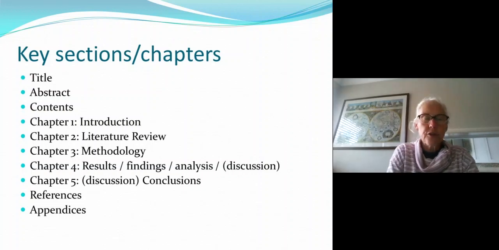Hello, so this session focuses on writing a research report. This could be for a dissertation, for a project, for a journal article. A very similar pattern follows, although if you're writing a journal article, we don't typically call them chapters, but they would be different sections.